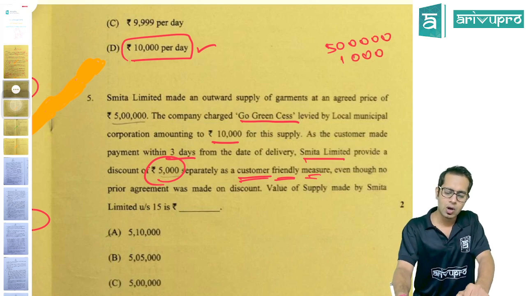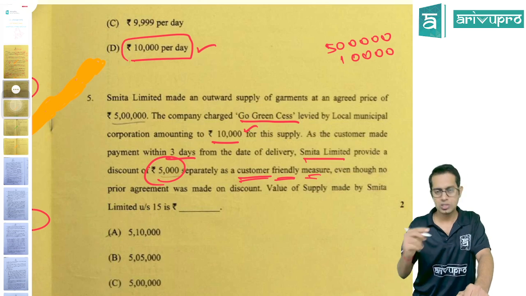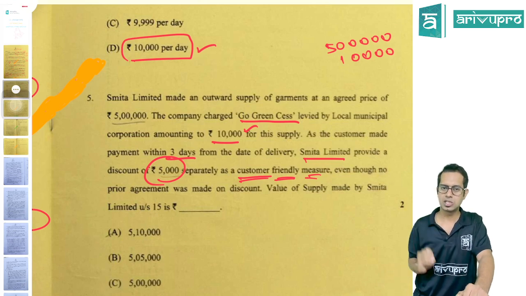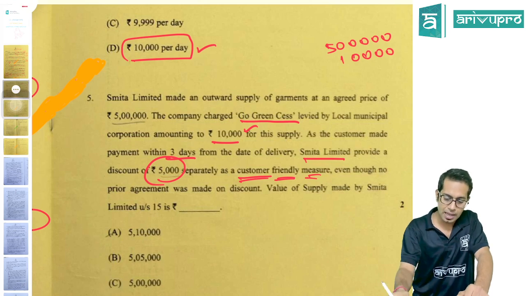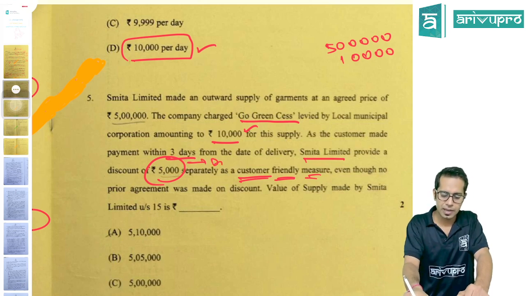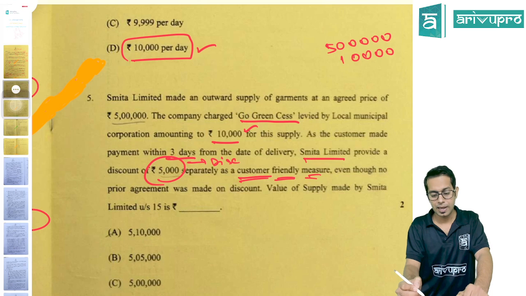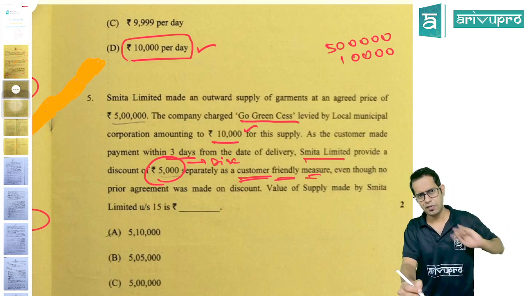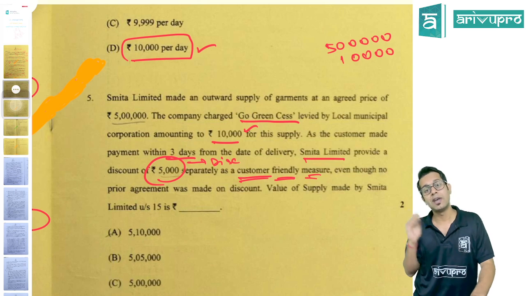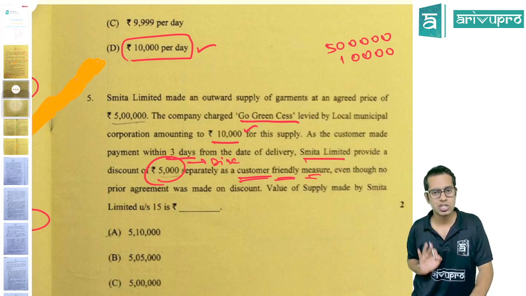Okay, now 5 lakh is my transaction value. I will add all taxes except the taxes under GST law, which is, I'll add this 10,000 rupees, because inclusions in value of supply, section 15 subsection 2 clause A, says you should add that in value of supply. Now exclusion from value of supply: discount will be excluded from value of supply if it is given at the time of supply and shown separately, and if it is given after the supply has been made, then 3 conditions should be satisfied.